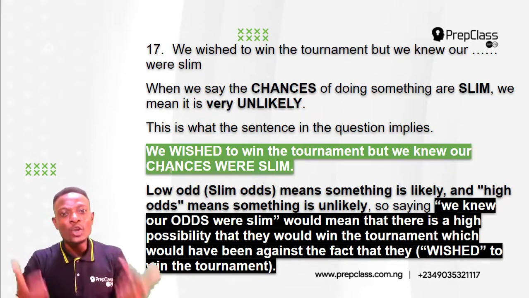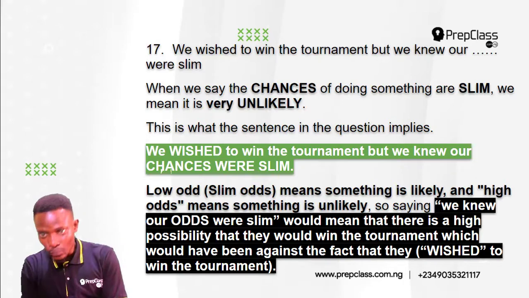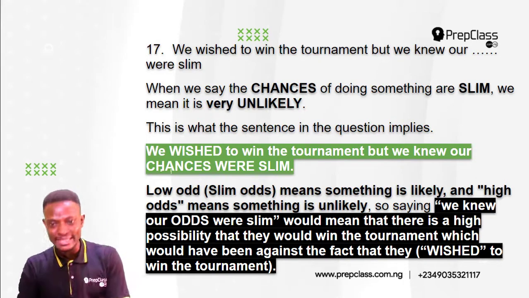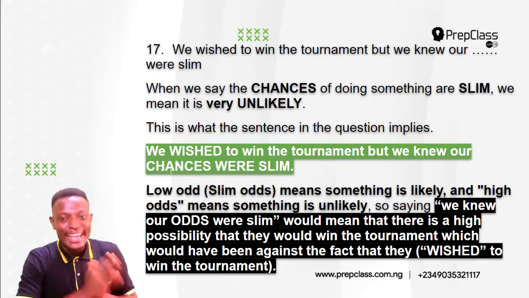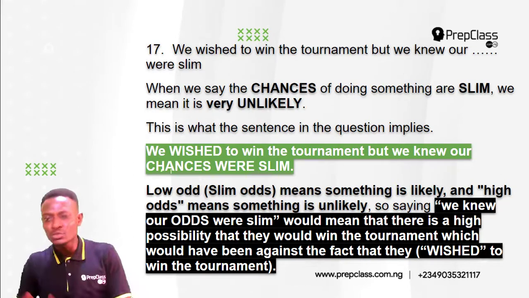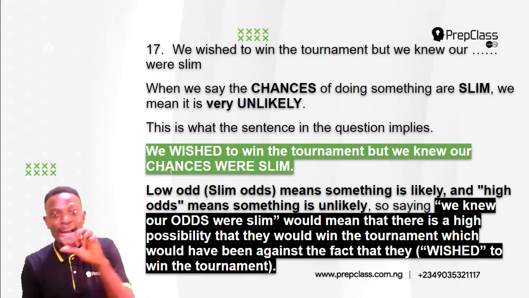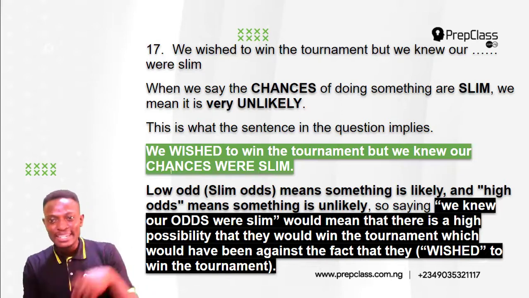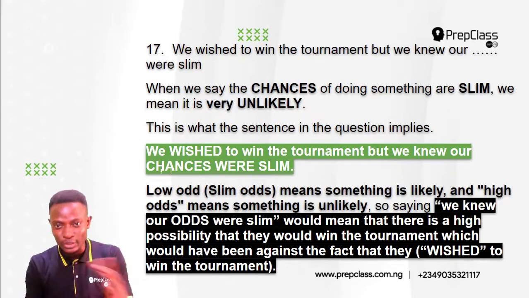So, when we say we knew our odds were slim, it would mean that there is a high possibility that we would win the tournament, which would have been against the fact that they wished to win the tournament. So if their odds were slim, that means what? There is every possibility that they will win the tournament. So they would have not wished to win the tournament.